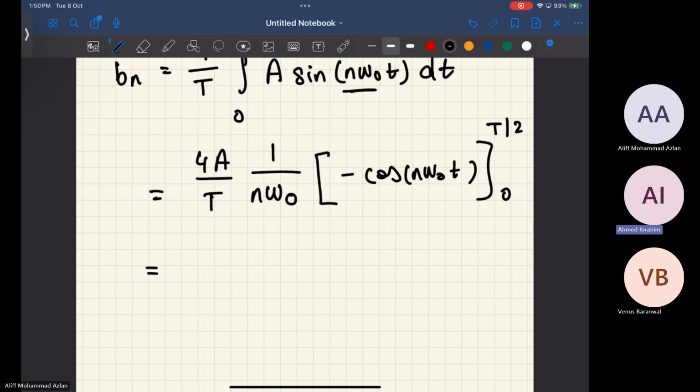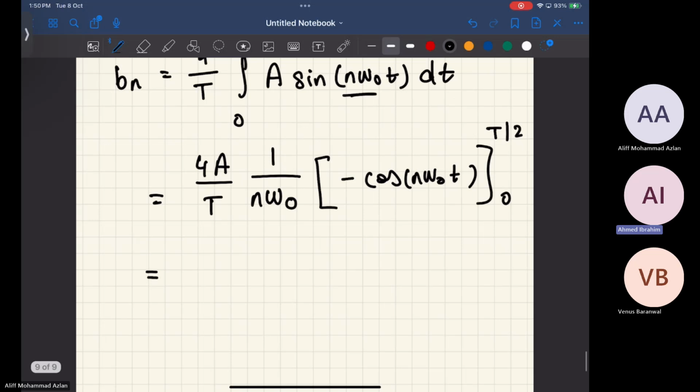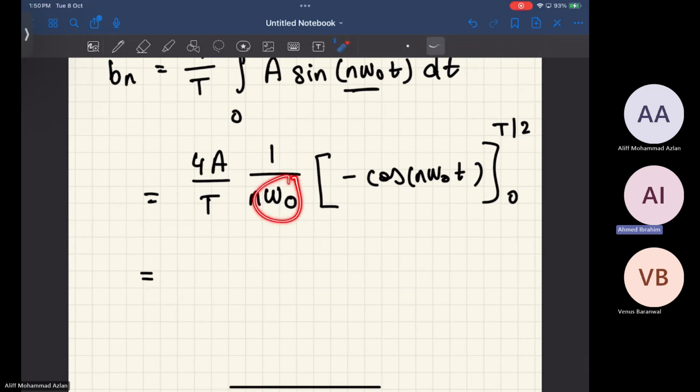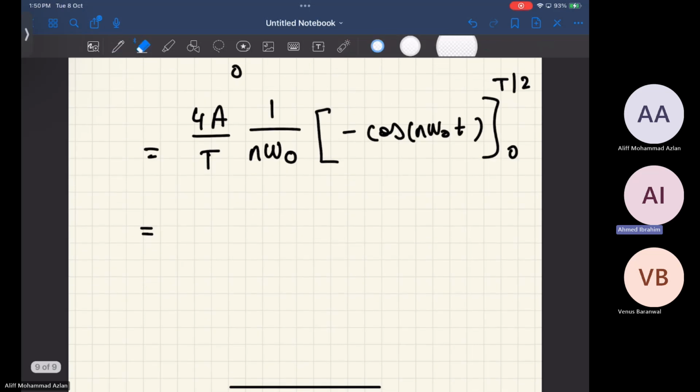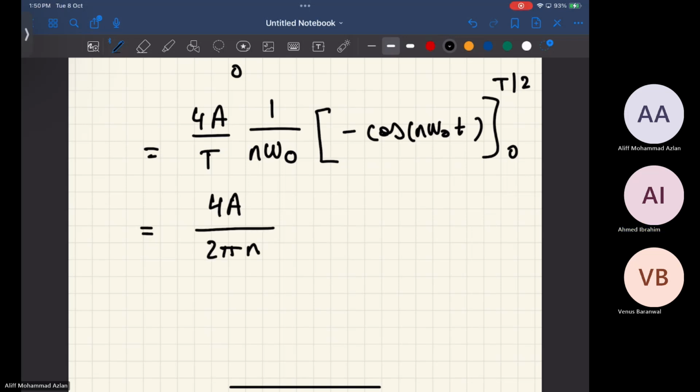And now we can note that omega 0 is just 2 pi over t. So we're multiplying t by 2 pi over t, so the t's are going to cancel. And we're going to get 4a over 2 pi n here.